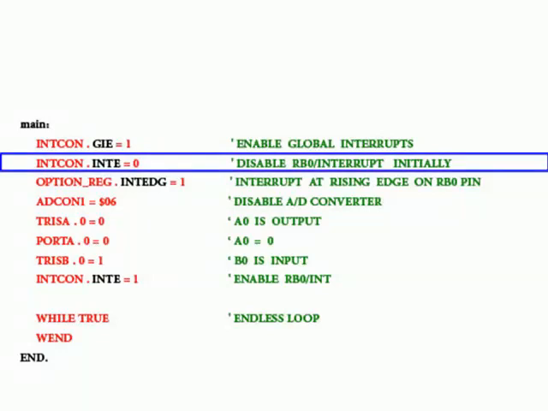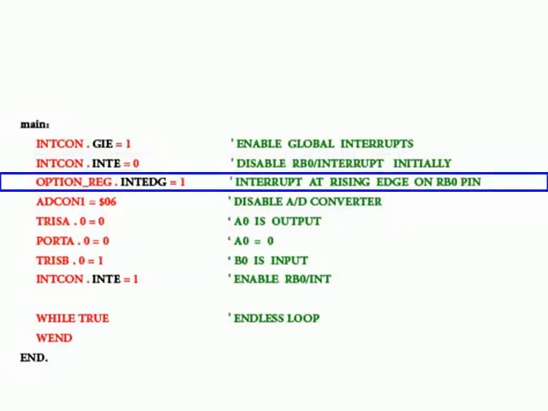The next command is to disable the RB0 interrupt. RB0 interrupt can be enabled or disabled by setting or clearing the INTE bit in the interrupt control register. We will disable this interrupt initially, until the main settings in the following lines are finished. In the next command, we set the bit INTEDG. This bit is the interrupt edge select bit. Setting this bit means that the interrupt is at the rising edge on RB0.